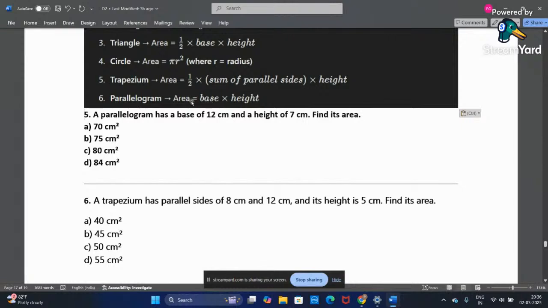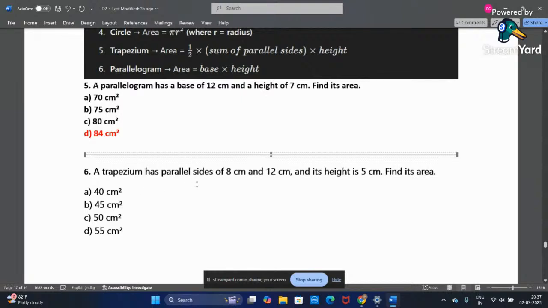What is the formula here of a parallelogram? Base into height. Sorry, here base is 12 centimeter and height is 7 centimeter. So what is the answer? 12 sevens are 84, right? Yes. This is your answer.